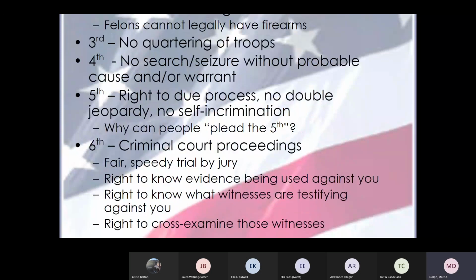Second Amendment, right to bear arms. Felons cannot legally have firearms. There's a couple other things. We've gotten better, obviously, over time with background checks. Many people would argue that there's still a little bit more to do there.